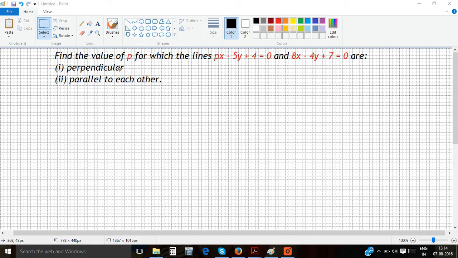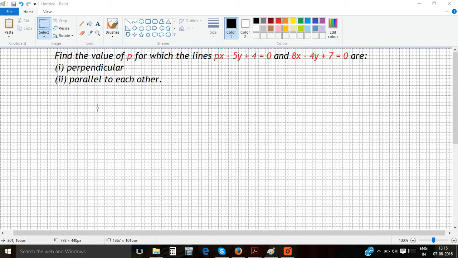It says find the value of p for which the lines px minus 5y plus 4 is equal to 0 and 8x minus 4y plus 7 is equal to 0 are perpendicular or parallel to each other. So we've got to find p if these lines are perpendicular, and also the value of p suppose these lines were parallel to each other.